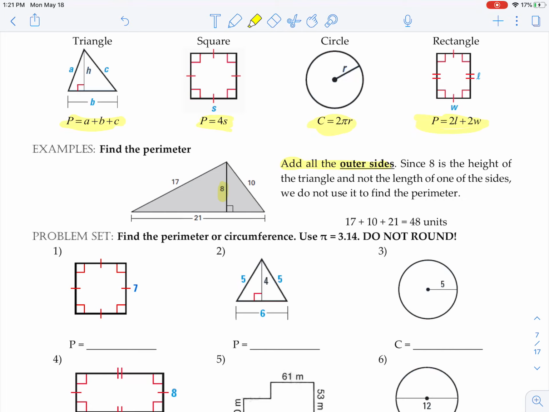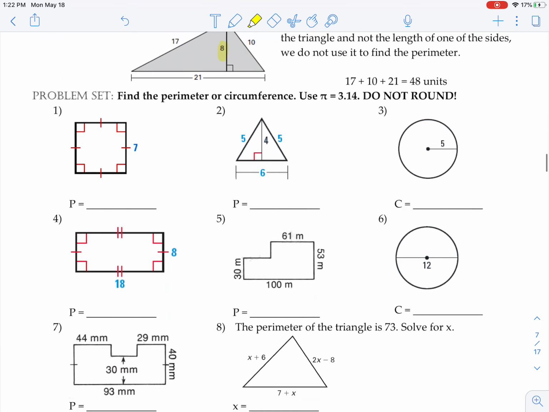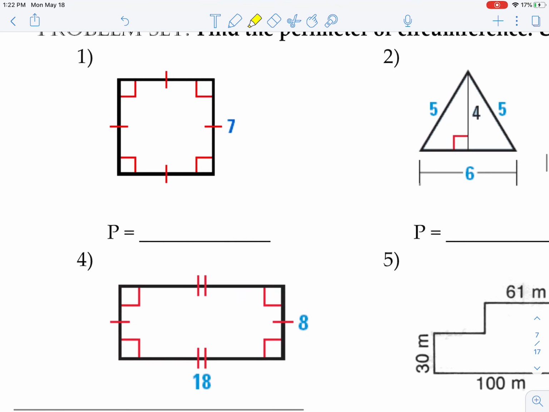You do have to use the formula for circumference, but if 4s triggers you in any way, or you don't understand 2l plus 2w, just add like normal. Okay? Anyways, so I'm just going to add like normal. Maybe you might do some multiplication for this square. Y'all all recognize that this is a square, right? It has 4 congruent sides and 4 right angles.